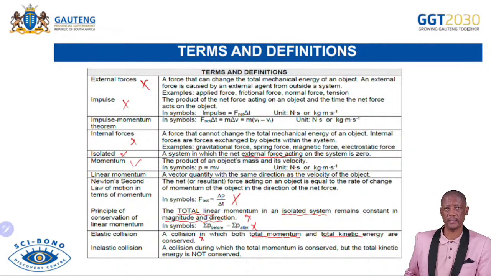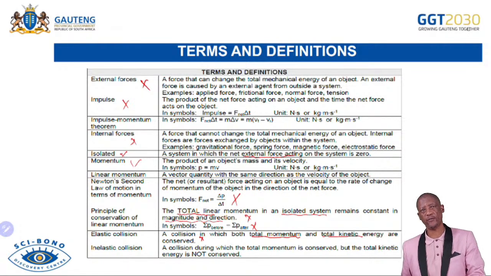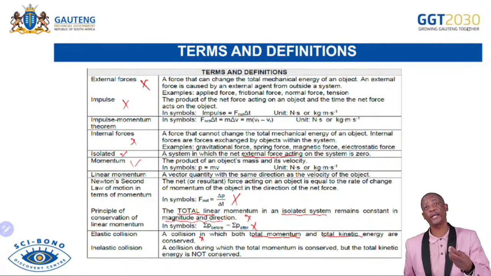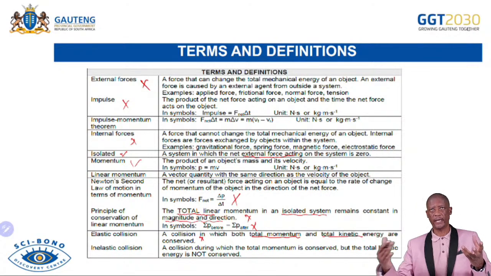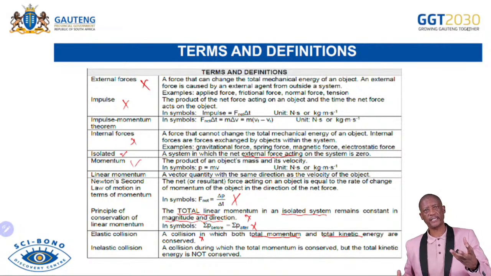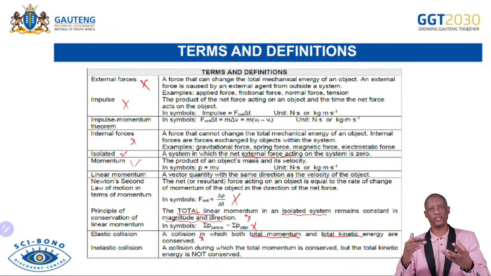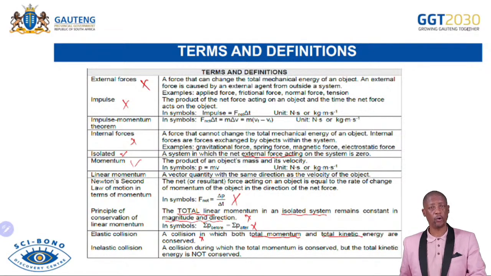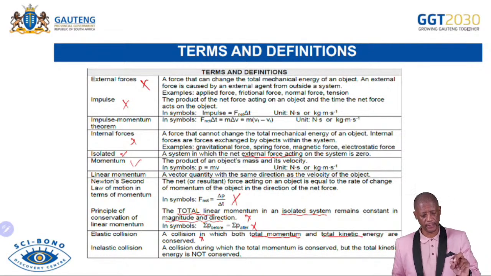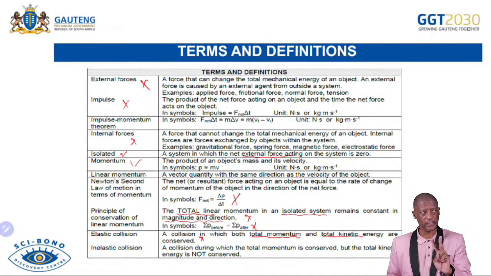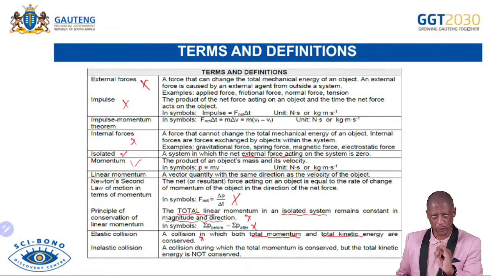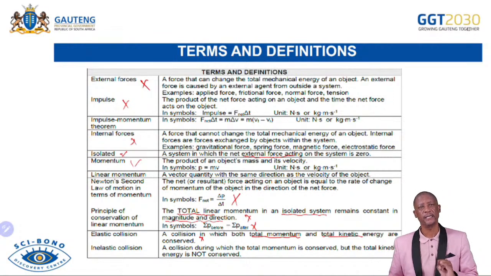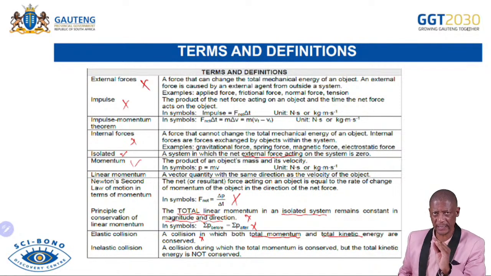You can get this question even in your multiple choice questions, because they like this kind of question there. They say elastic collision is, and then they give you the distractors and the correct answer. So you must know that in an elastic collision, two things are conserved: total momentum and total kinetic energy.